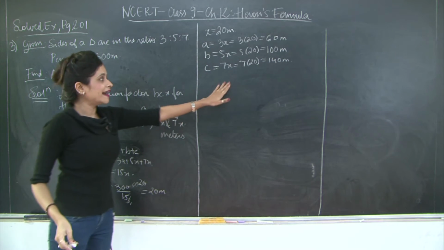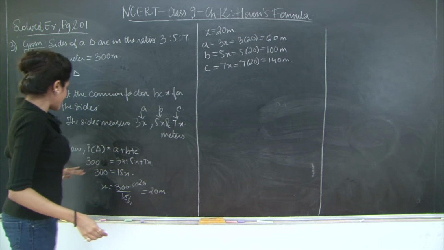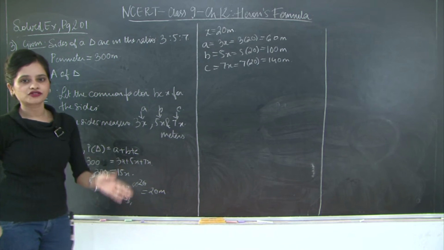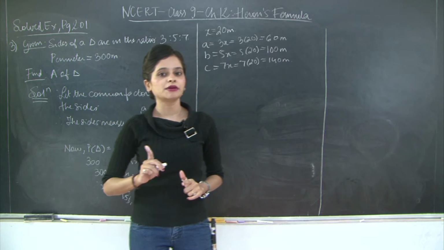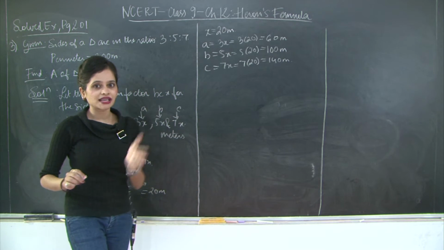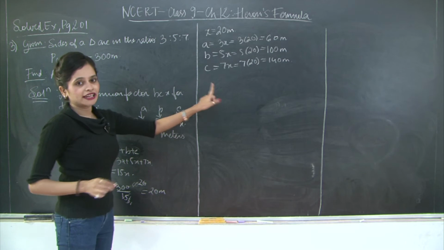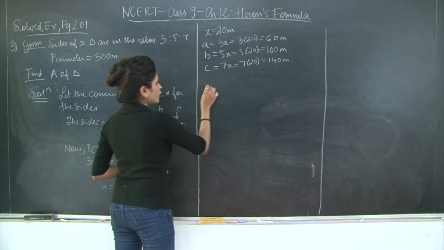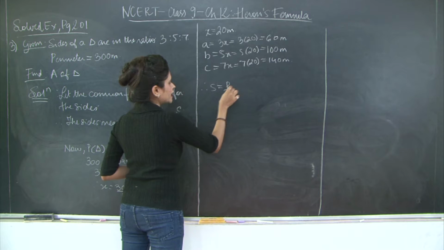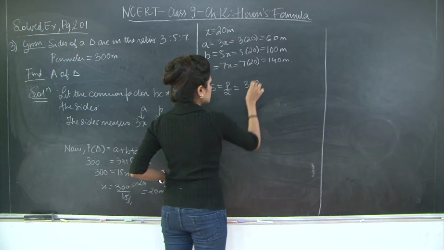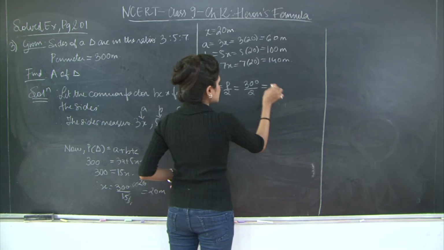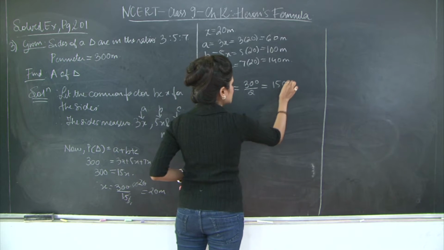So I have my sides, I have my perimeter, I need to find the area of the triangle. For the area of a triangle, remember that we do not need the perimeter, we need the semi-perimeter, which is the half measurement of your perimeter. So I need to find S. Therefore, S is equal to perimeter divided by 2. So what was your perimeter? It is 300 and divide by 2. So semi-perimeter is 150 meters.